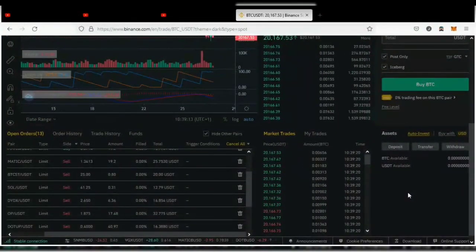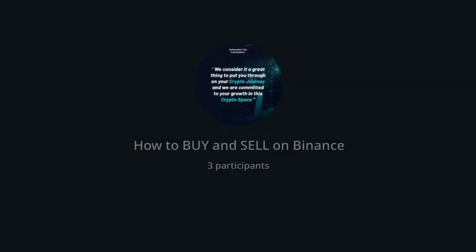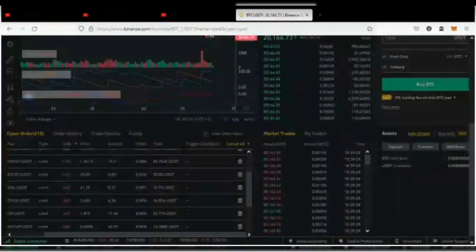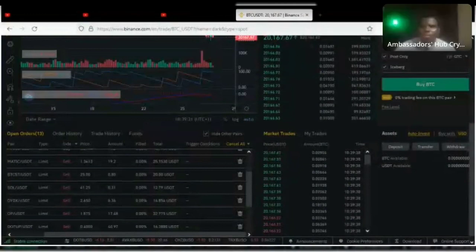It's pretty simple. It isn't complicated, guys. So with this, you'll be able to navigate your way through how to buy and sell on Binance. I think that's all.